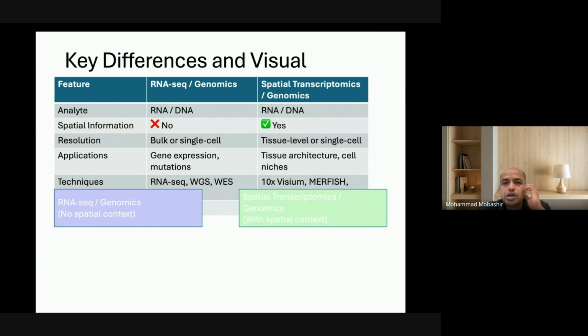In spatial transcriptomics and genomics, RNA or DNA could be analyzed. Of course, spatial information is available, and that is why this technique has been developed. Tissue level or single cell sequencing could be processed. Tissue architecture and cell niches could be understood. And techniques are 10x, Visium, MERFISH. Spatial transcriptomics or genomics, we refer with a spatial context, while RNA-seq or genomics does not refer to any spatial context. This is the key point.